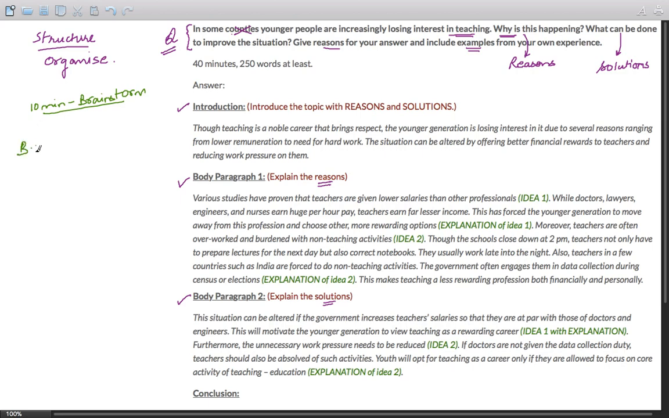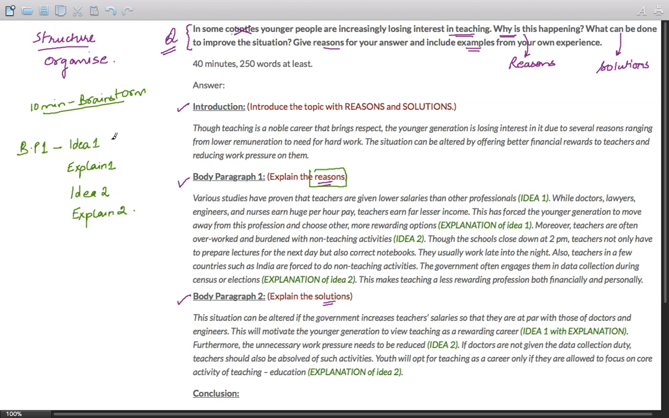Body paragraph 1 should be about the reasons as written over here. So you should basically talk about idea 1 and then explain idea 1. Only after an adequate explanation, you should move to idea 2 and then explain idea 2. This is exactly what I've done over here.